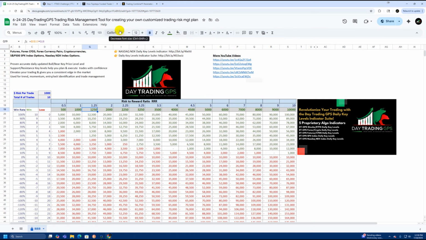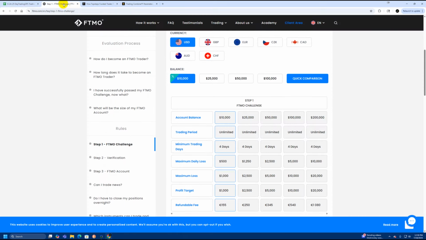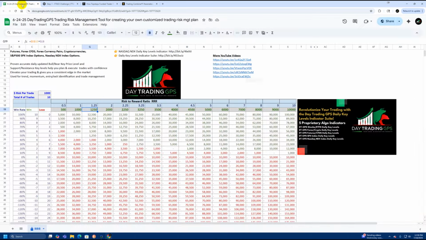Okay, so let's look at another one here. If you were just doing a minimum trading challenge here, where you have a maximum loss limit of 1,000 and a profit target of 1,000, then you would just go back here and you would change these to figures that equal 1,000, because that's your total loss limit.